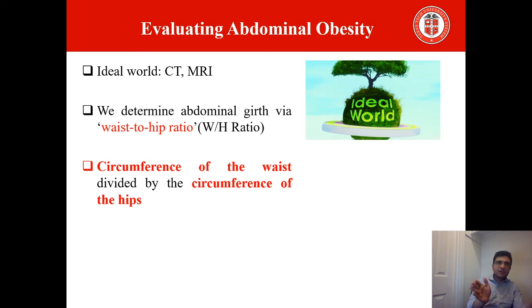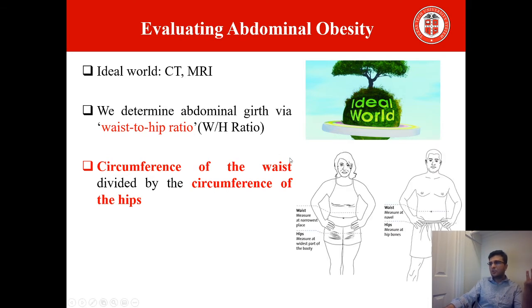We take the circumference of the waist and just divide it by the circumference of the hip. And the exact technique I can just show you from this figure. You can see that this figure shows that males and females have slightly different areas to measure the waist circumference and the hip circumference. But I just want to tell you what your lab manual says.